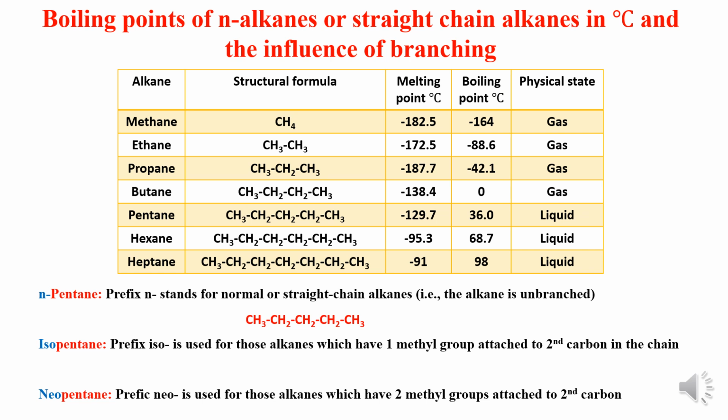And the prefix iso is used for those alkanes which have one methyl group attached to the second carbon in the chain. So this is the structure for isopentane. As you can see, there is a methyl group attached to the second carbon. And the prefix neo is used for those alkanes which have 2 methyl groups attached to the second carbon, like in the case of neopentane. You can see that there are two methyl groups attached to the second carbon.